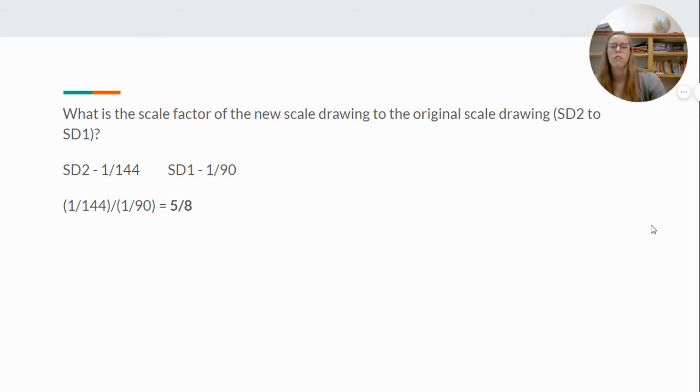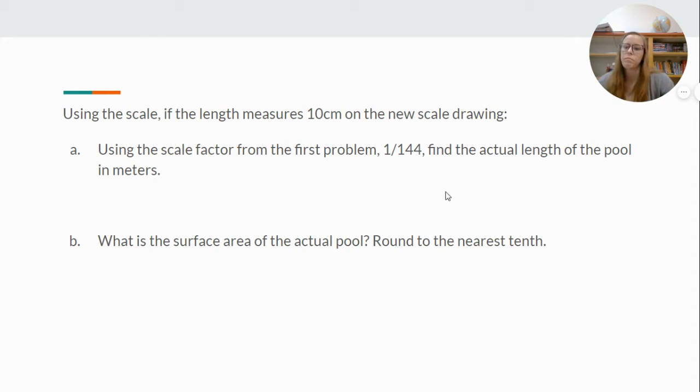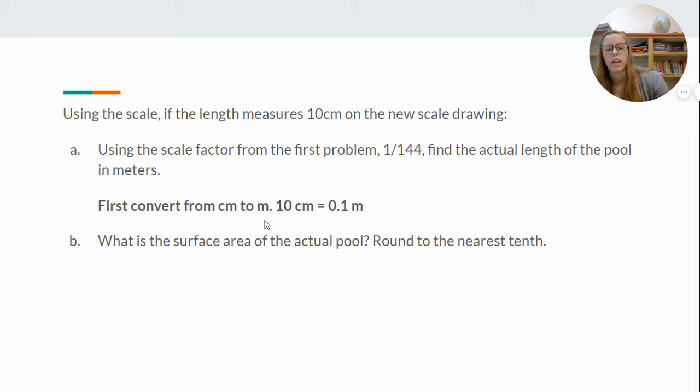So still with the same problem, using the scale, if the length measures 10 centimeters on the new scale drawing, using the scale from the first problem, 1/144, find the actual length of the pool in meters, and then what is the surface area. So first we need to convert 10 centimeters into meters. We have 10 centimeters equals 0.1 meters. Then we're going to take 0.1 divided by 1/144, and we get 14.40 meters.